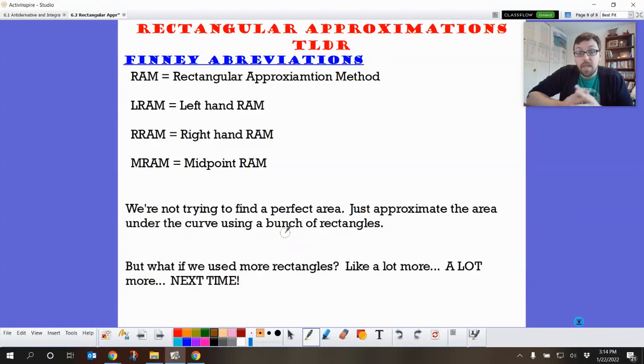Done. So to wrap up our rectangular approximations, RAM is the rectangular approximation method. Most of the time, you're going to be asked to do either a left-hand or a right-hand or a midpoint rectangular approximation, and the Finney book likes to abbreviate it as LRAM, RRAM, and MRAM. With these, we're not trying to get a perfect area. We're just trying to get an estimate using a bunch of these rectangles. And we didn't use a lot of rectangles today. But what if you use more? Like a lot more. That's going to be coming soon. So thanks for watching. Have a good day.